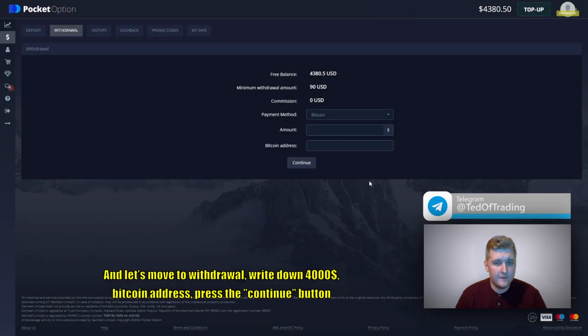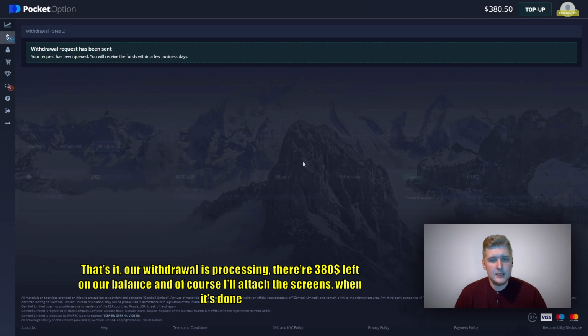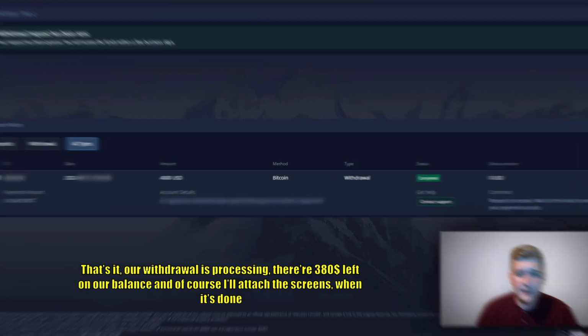And let's move to the withdrawal. Write down $4,000 and the Bitcoin address. Press the continue button. That is it. Our withdrawal is processing. There are $380 left on our balance, and of course, I'll attach the screens when it's done.